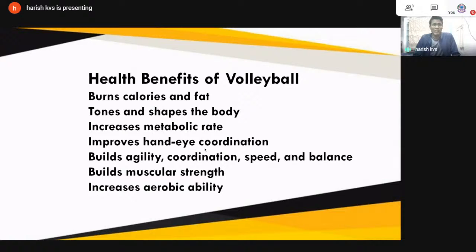If you play these games for about 30 minutes or 1 hour every day, you get a whole lot of health benefits for yourself. So once again, you can see the health benefits of volleyball: it burns calories and fat, it tones and shapes the body, it increases your metabolic rate, it improves hand-eye coordination, it builds agility, coordination, speed and balance, it builds your muscular strength, it increases your aerobic ability. Apart from this, there are still more benefits you can gain from volleyball, which is a team game. It offers you teamwork and leadership qualities in every way.